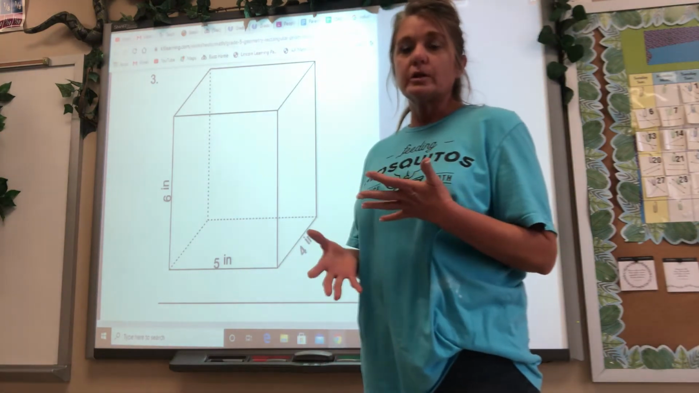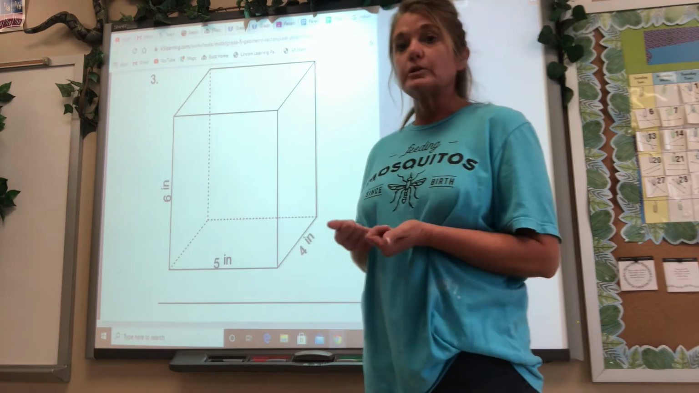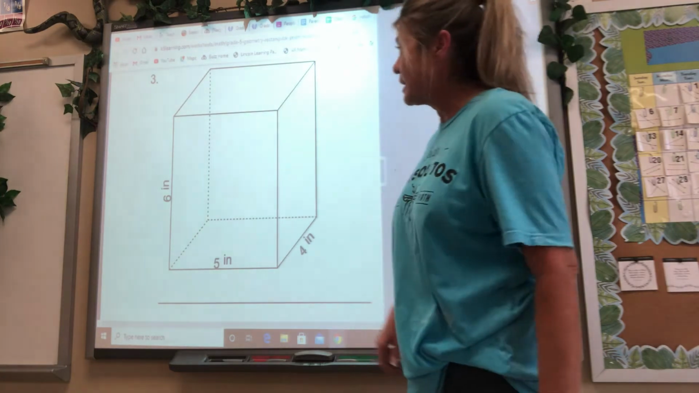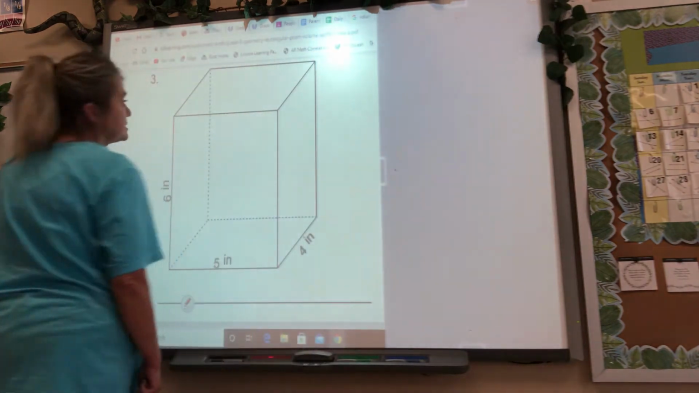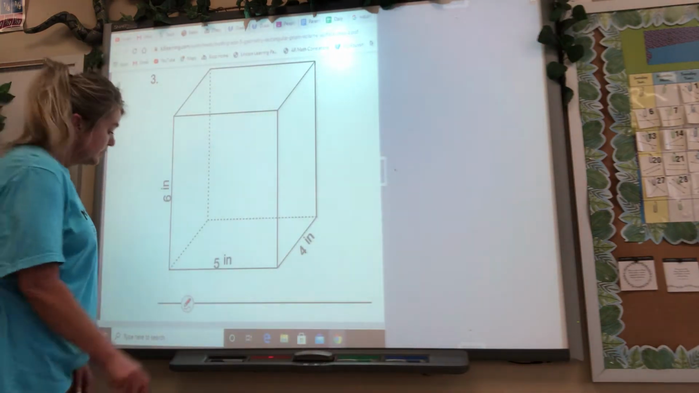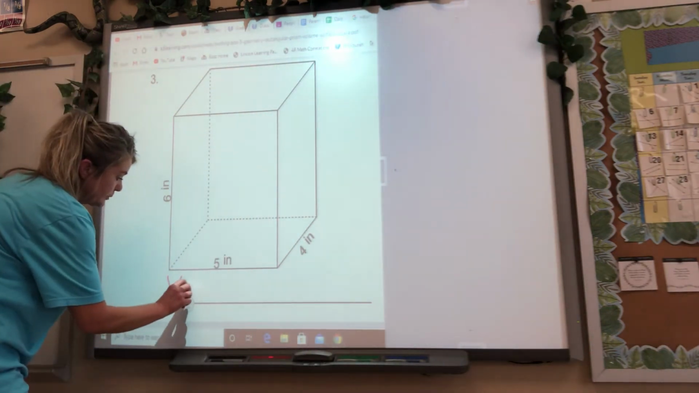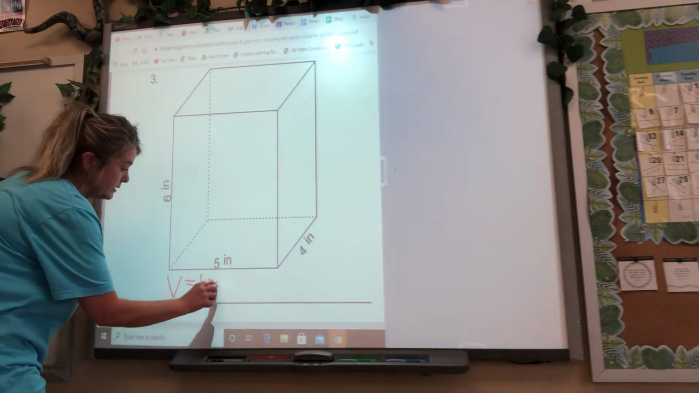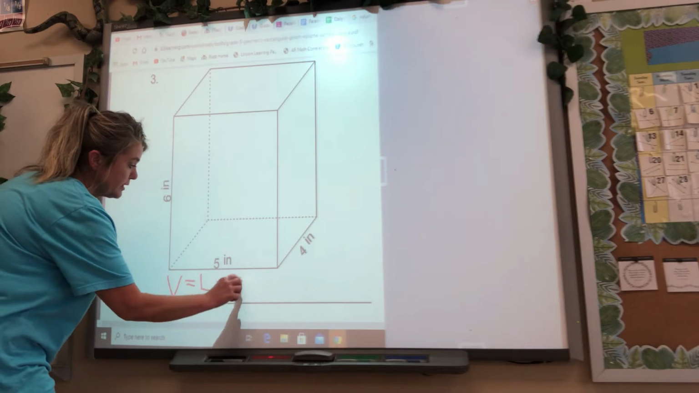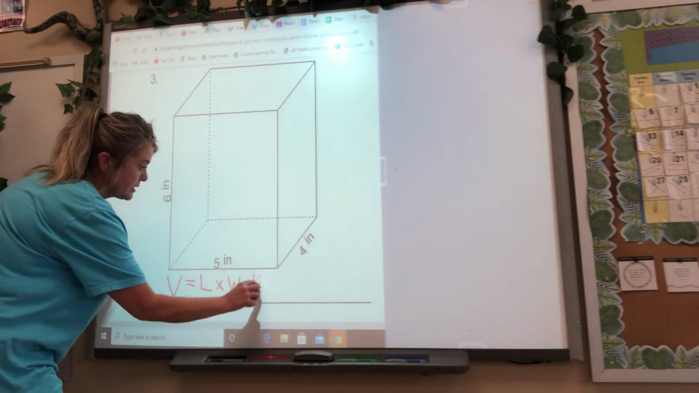So I was just going to go over a few of the skills that you may want to practice with them tonight to make sure that they're ready for volume. The first thing that they will have to do is be able to determine that the volume formula is length times width times height.